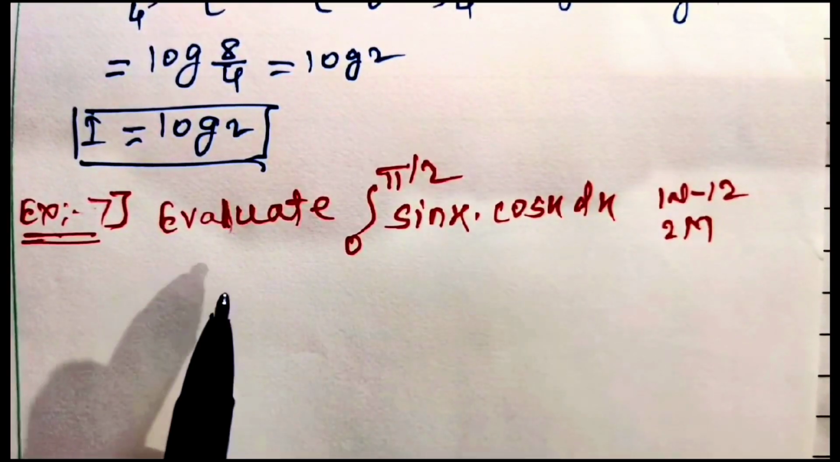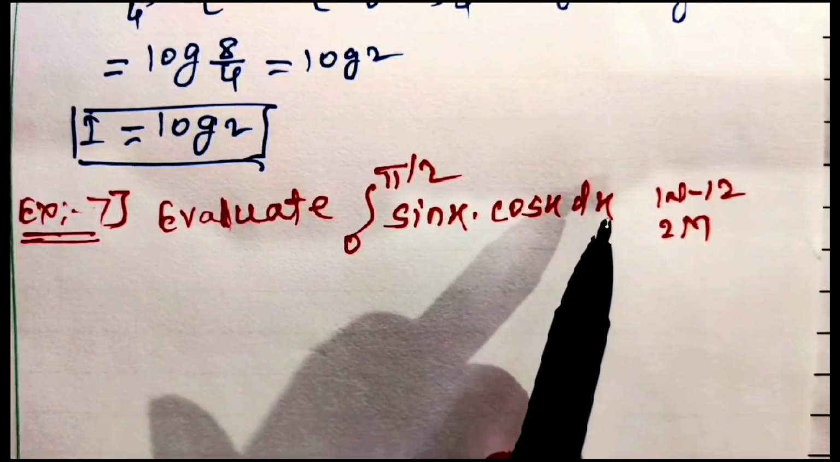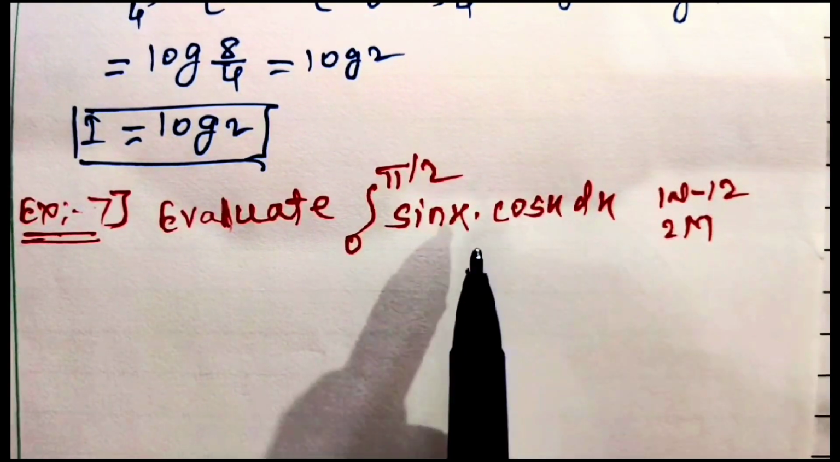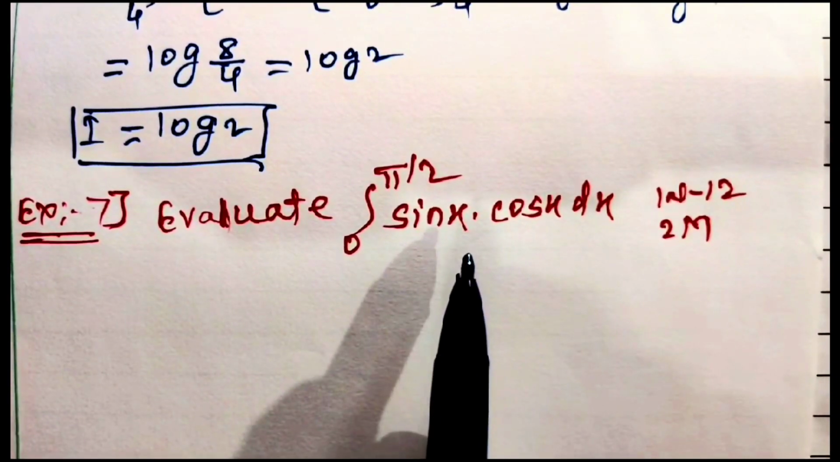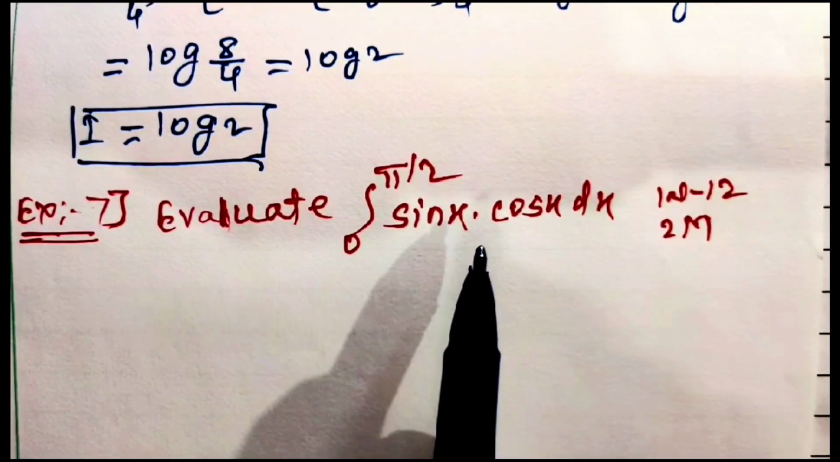Let us solve sum number 7. Evaluate integral from 0 to pi by 2 of sin x into cos x with respect to x. This sum appeared in winter 2012 for 2 marks. This sum we can solve by applying the substitution method or directly using a trigonometrical formula.